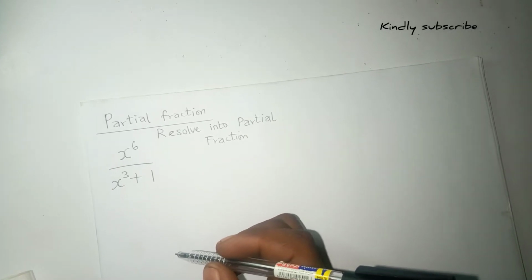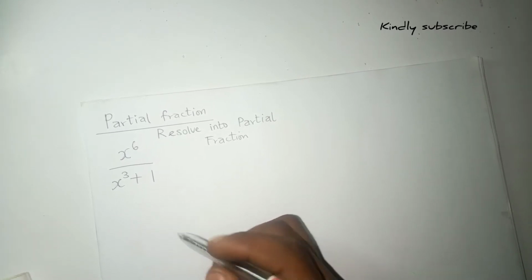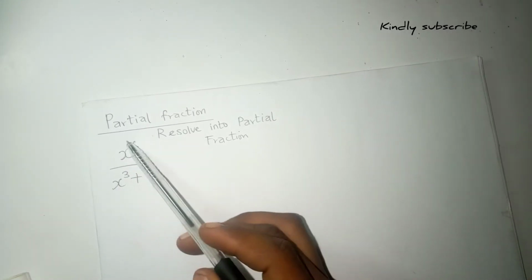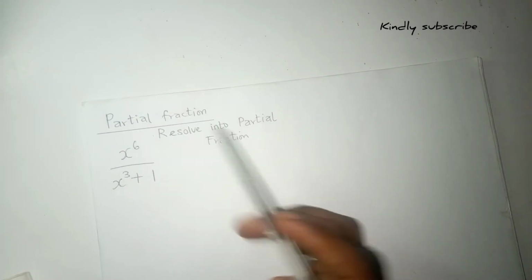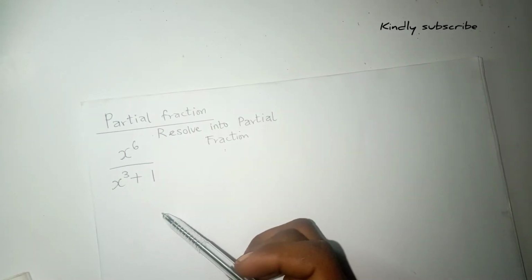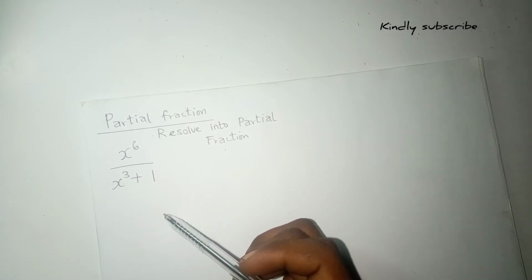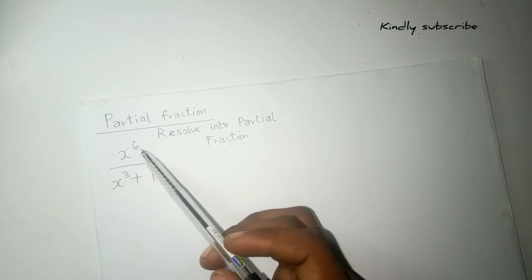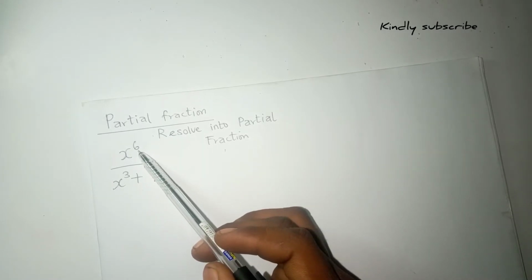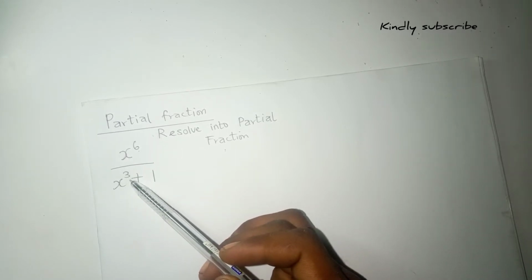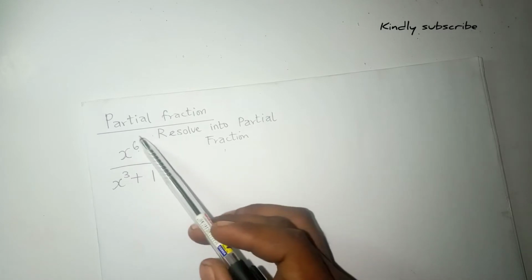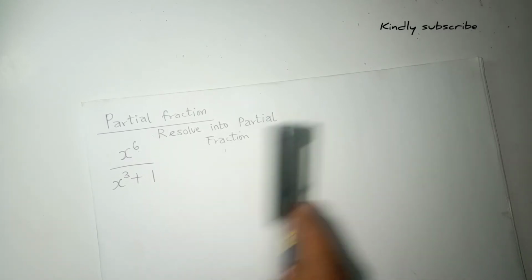Good day. I want to resolve this fraction into partial fractions. Before we resolve a fraction into partial fractions, what do we consider? We need to consider the fact that this numerator has higher power than the denominator. So this fraction is an improper fraction.